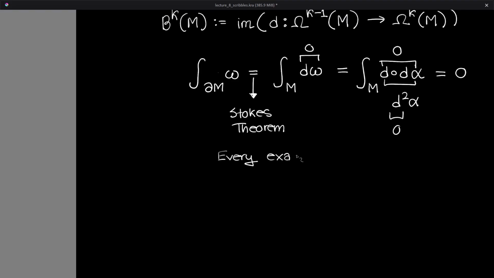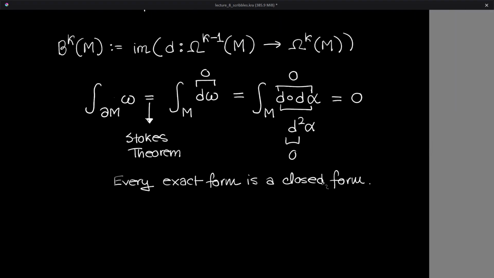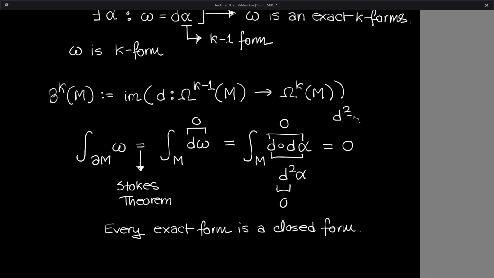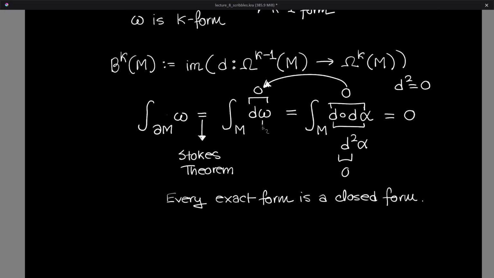exact form is a closed form. This is going to become very important. But think about what actually allowed us to say that. What allowed us to say that was the fact that d squared was equal to 0, right? That's what allowed us to say that this was 0, which allowed us to say that this was 0, which means that d omega is 0.